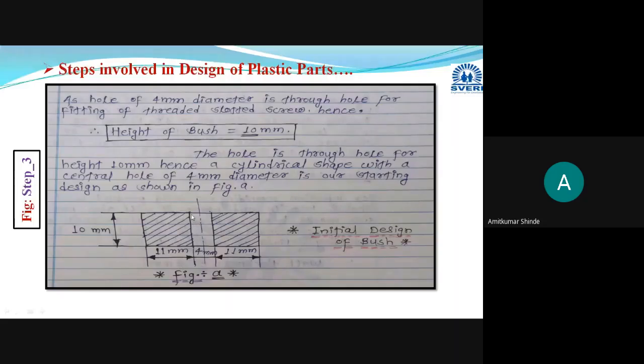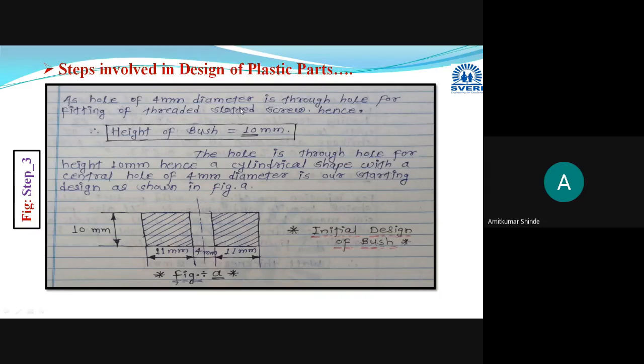26 millimeter diameter, 10 millimeter height. This is a through hole, and this remaining part will be solid. This is a 4 millimeter through hole, and 26 millimeter diameter. Then the remaining portion will be 11 millimeter towards the left hand side and 11 millimeter towards the right hand side. Total diameter is 26. Eliminating the 4 millimeter through hole, it becomes 22, which means 11 millimeter on the left hand and 11 millimeter on the right hand side. This is the initial design of the bush.